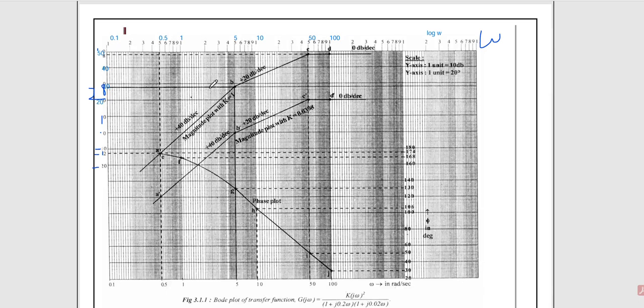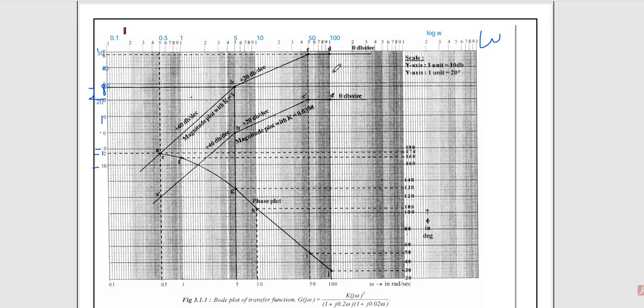Then we know for 5 it is 28, so this is 28. And here, this is 50 now, so this will be 48. So 48 for omega 50 and omega 100 also 48. Simply with the help of a scale, join all the points, and you'll be getting a graph like this. This is the magnitude plot, the K equal to 1 plot.